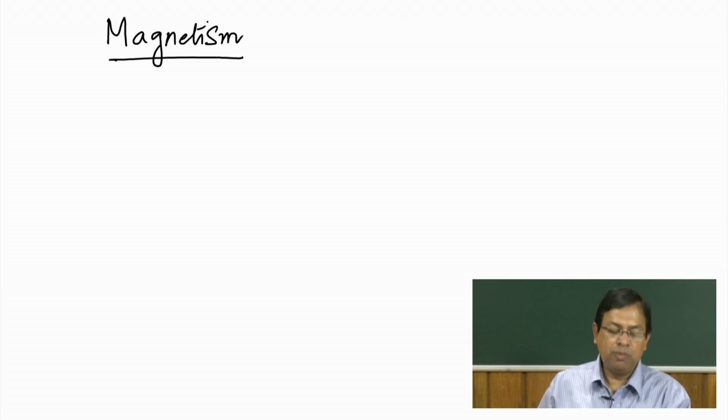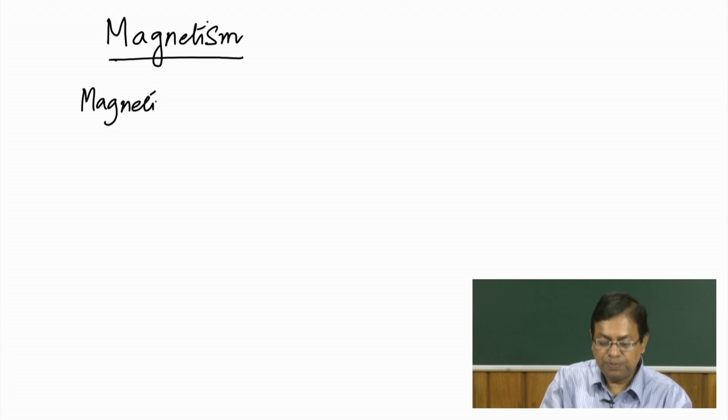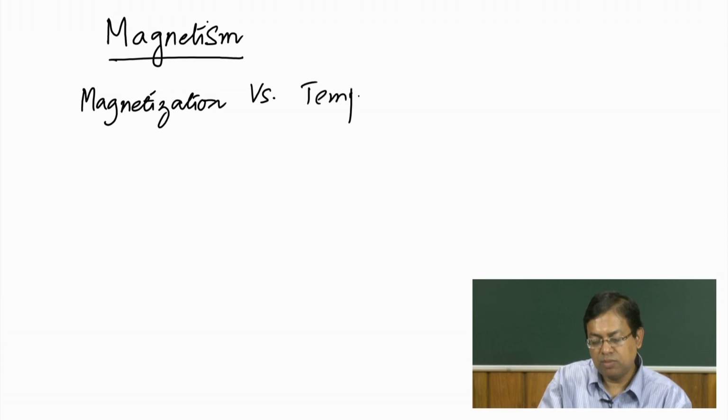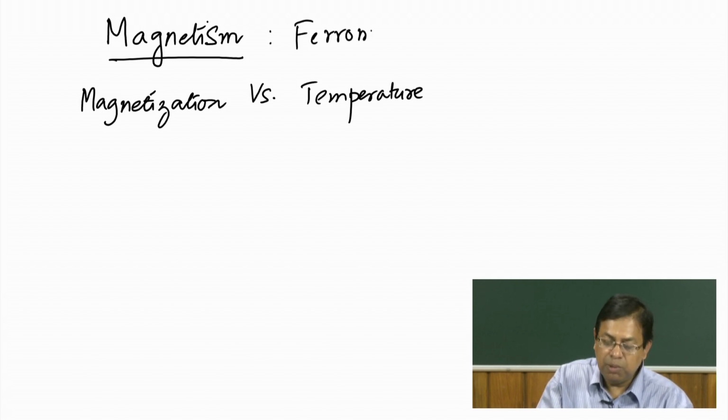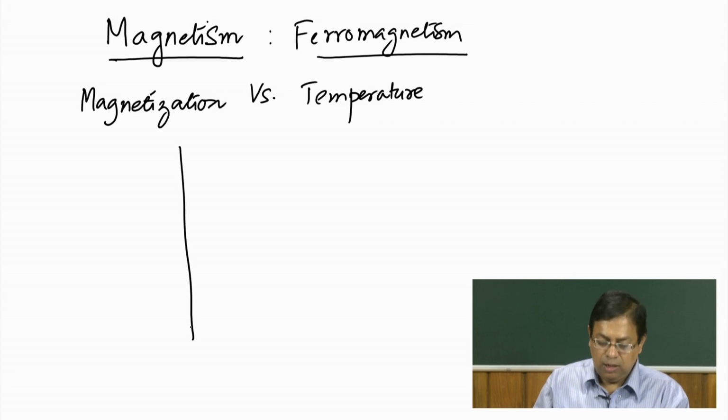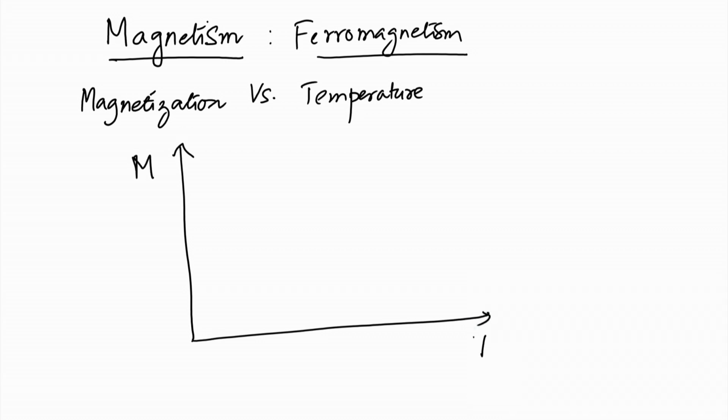So, the first thing that comes to our mind is the magnetization versus temperature curve. And as I told you, we are going to talk about ferromagnetism in particular. So, that looks like this: the magnetization is on the y axis and the temperature is on the x axis. It is a transition which is like this for external magnetic field equal to 0, which we denote by H, and this point is called Tc.